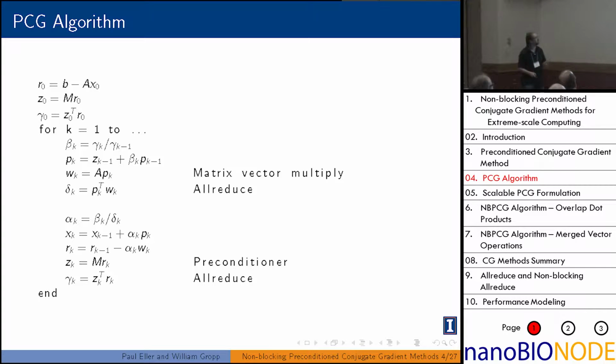Additionally, there are two Allreduces in here, which it's important to note they're blocking. So if the processors end up taking different amounts of time to do the previous operations, they will get to the Allreduce and they will wait. But one of the nice things about PCG is that it's fairly easy to rearrange the method so that we can change the ordering of these operations.